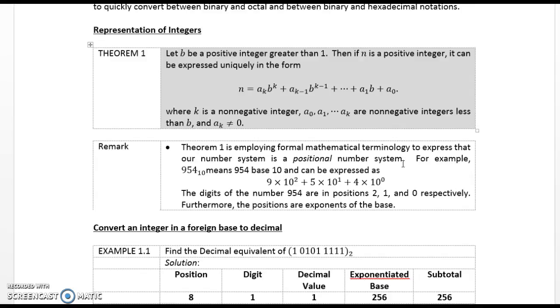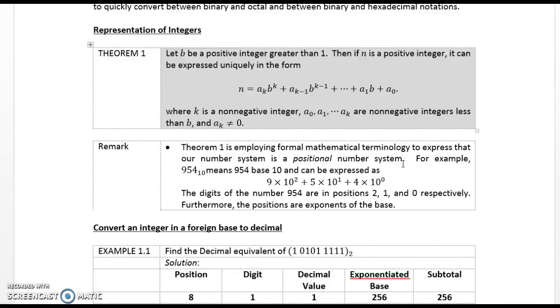Representation of integers. Let b be a positive integer greater than 1. Then if n is a positive integer, it can be expressed uniquely in the form n equals a_k b^k plus a_(k-1) b^(k-1) plus ... plus a_1 b plus a_0, where k is a non-negative integer, a_0 through a_k are non-negative integers less than b, and a_k is not equal to 0.